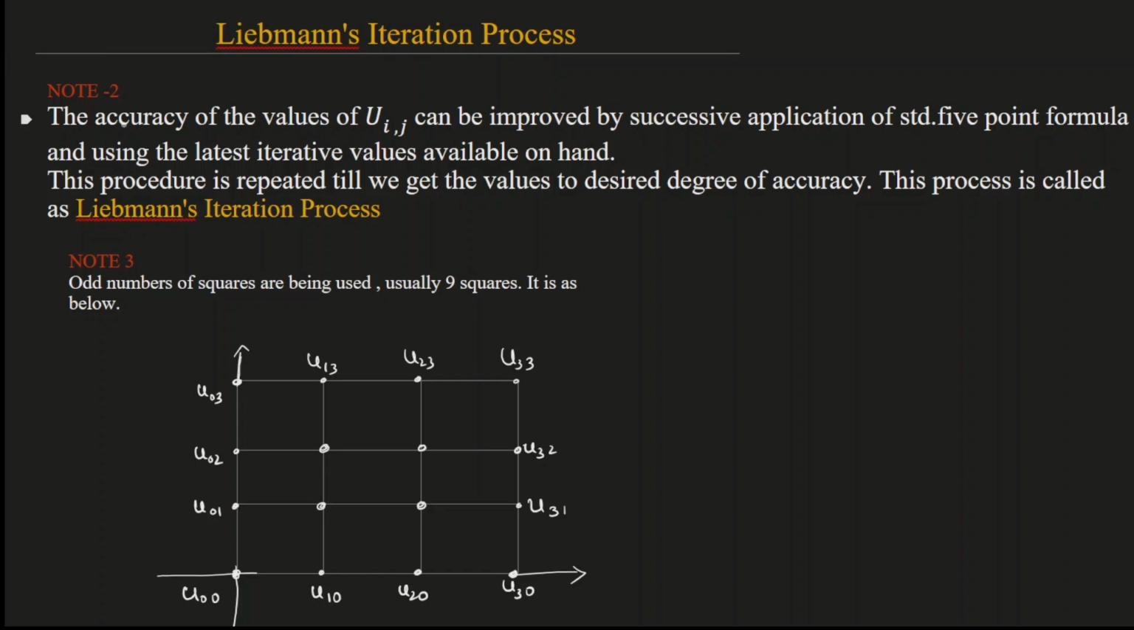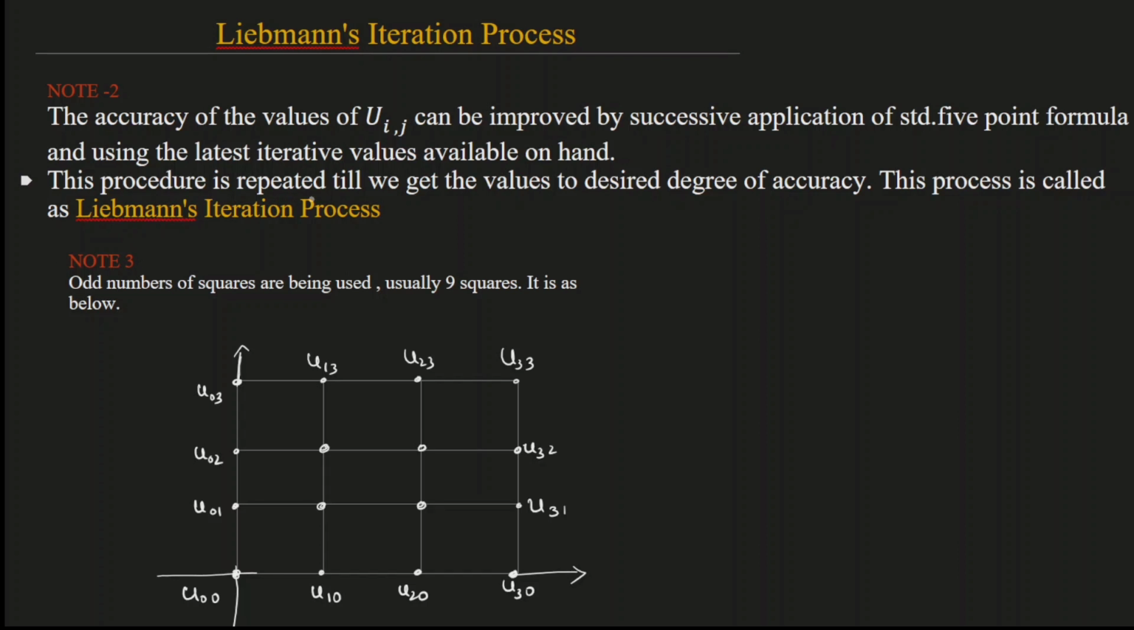The accuracy of the values of u that can be improved by successive application of the standard 5-point formula, using the latest iterative values. Whenever we perform the iteration process using the standard 5-point formula, the values you get, use those values and again repeat the procedure. So the repeated application of this formula till we get the required accuracy is called the Liebmann iteration process.